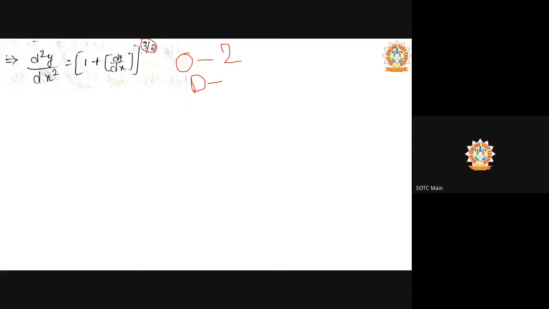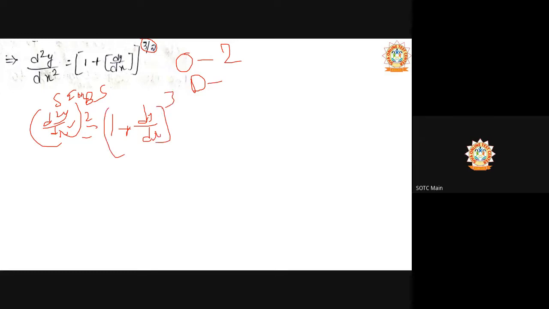So I have removed these fractions and put it in standard format. Powers should never be in fractions. Right? So if you want to delete this 3 by 2, or this fraction 3 by 2, what you need to do? Squaring on both sides. So what will become? d square y by dx square whole square is equal to 1 plus dy by dx whole power 3 by 2 whole square.